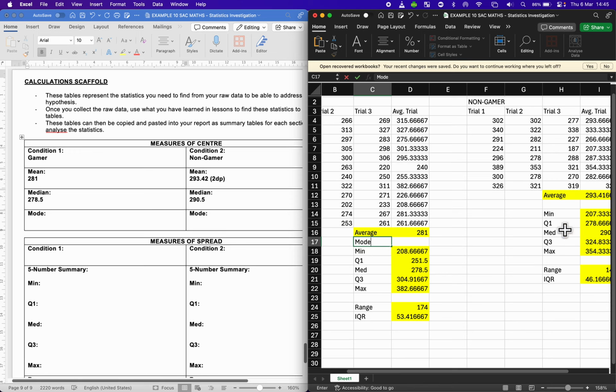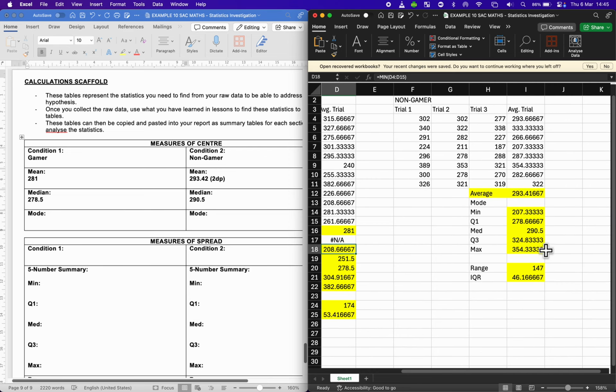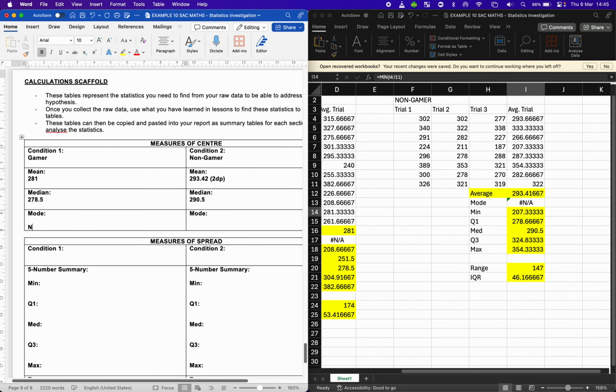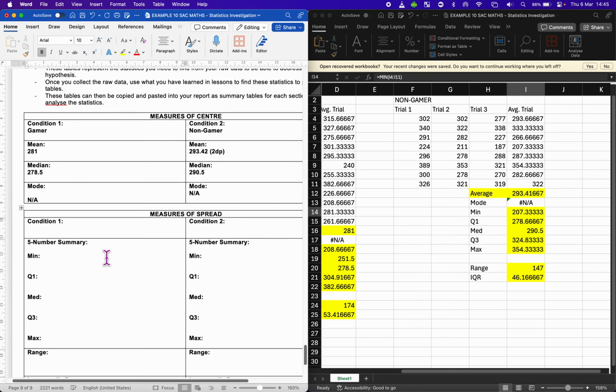Mode equals MODE. Select the averages. There is no mode because they're all different. Equals MODE, there is no mode, they're all different. So you'd write NA, NA. Measures of spread, gamer, non-gamer.